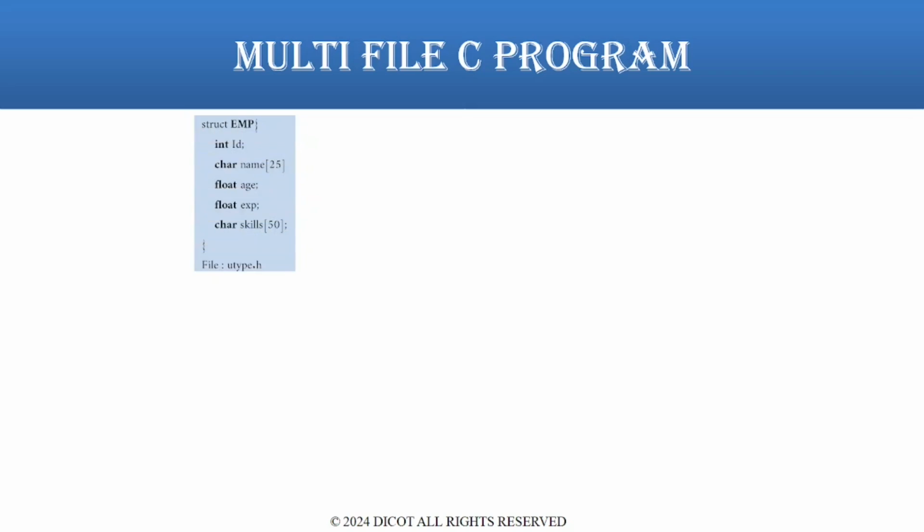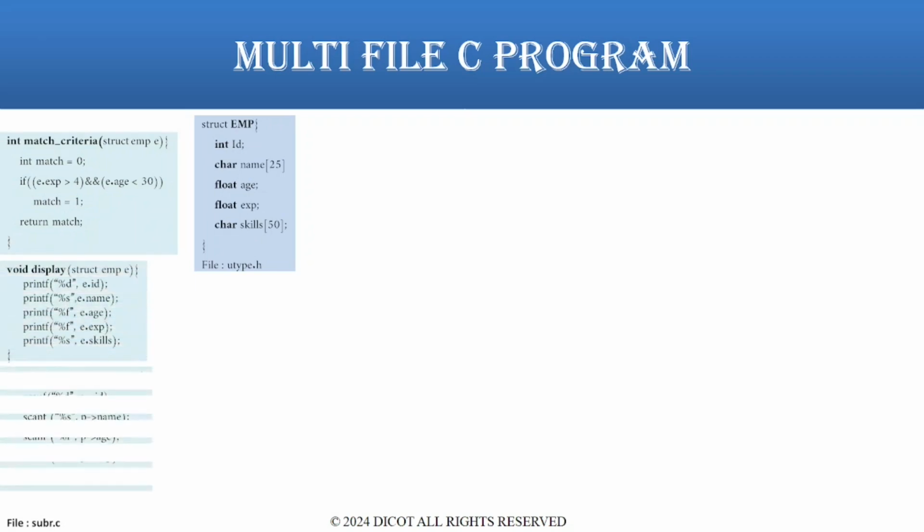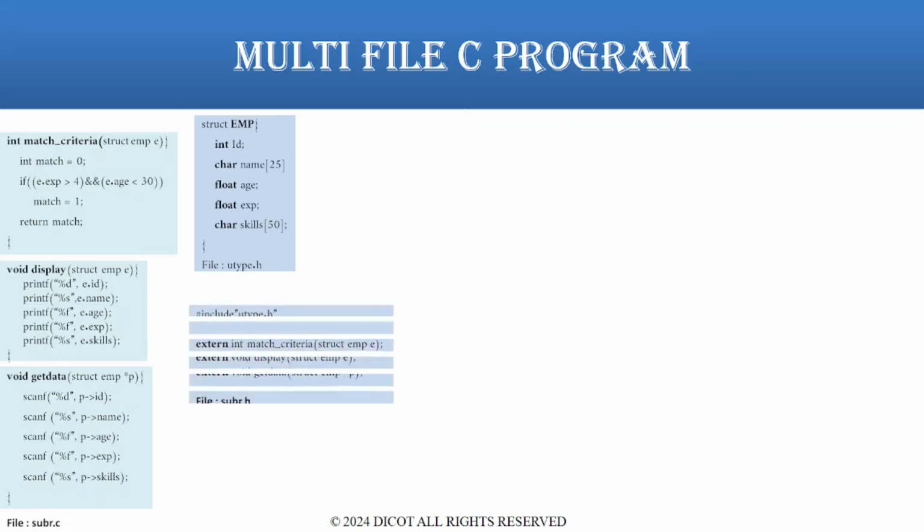So this is a multi-file program. EMP structure is defined in the file utype.h, and we can use this file wherever this structure is used. Function match criteria, function display, and getData function have been defined in the source file subroutine.c. The header file subroutine.h includes the file utype.h and has declarations for functions match criteria, display, and getData.